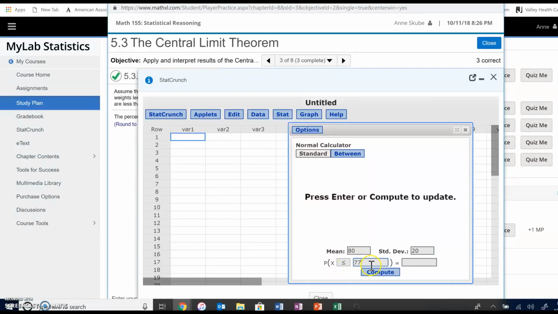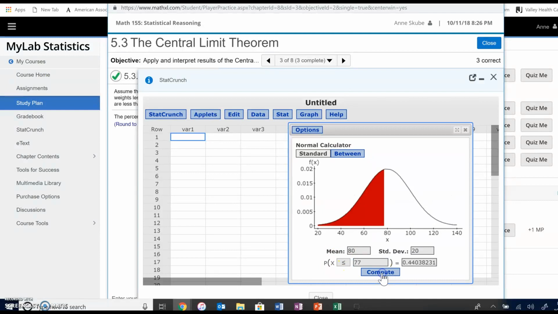Now that we have all our information in, we are going to press compute, and it's going to show our curve, our shaded area of what is less than 77 kilograms. And it looks about right. And our answer is 0.440382231. The question wants to know percentage, so you need to multiply your answer by 100 and round to one decimal place. It's going to come up with 44.0.